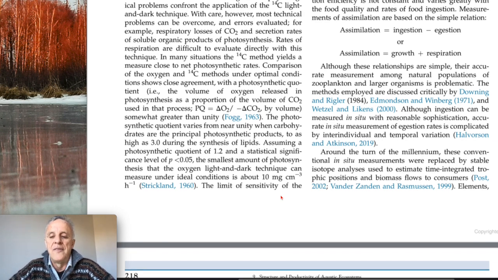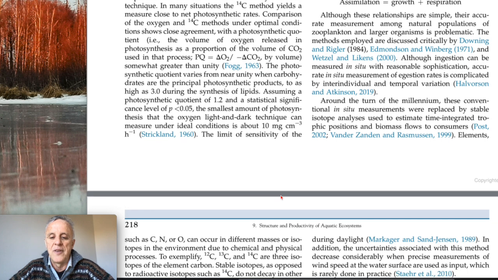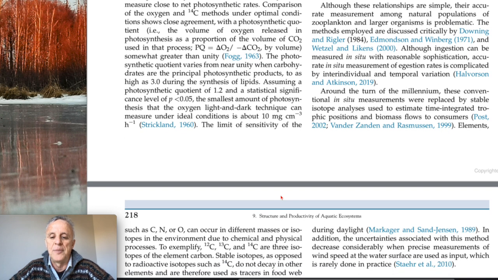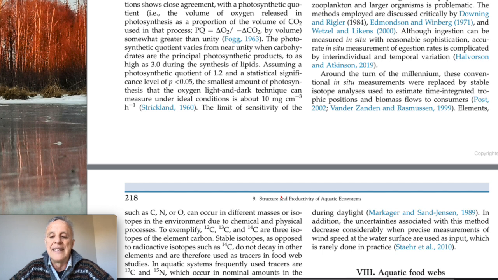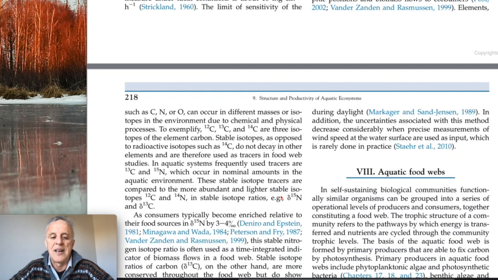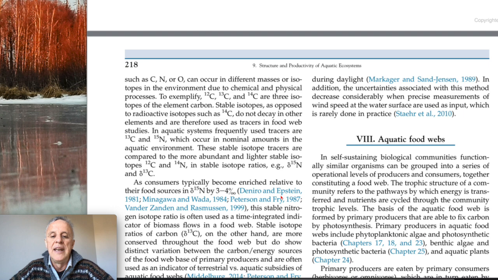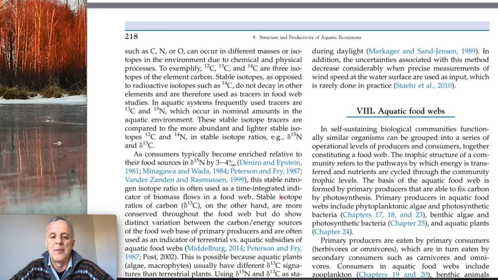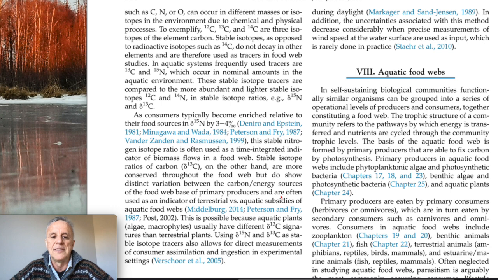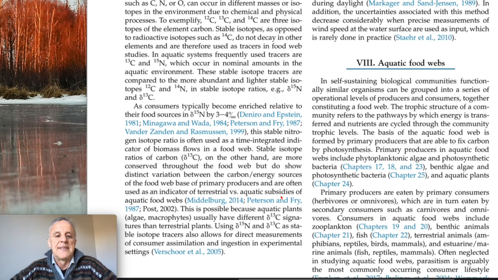inter-individual and temporal variation. Around the turn of the millennium, these conventional in situ measurements were replaced by stable isotope analysis used to estimate time-integrated trophic positions and biomass flows to consumers. Elements such as carbon, nitrogen, or oxygen can occur in different masses or isotopes in the environment due to chemical and physical processes. To exemplify, carbon-12, carbon-13, and carbon-14 are three isotopes of the element carbon. Stable isotopes, as opposed to radioactive isotopes such as carbon-14, do not decay into other elements and are therefore used as tracers in food web studies.